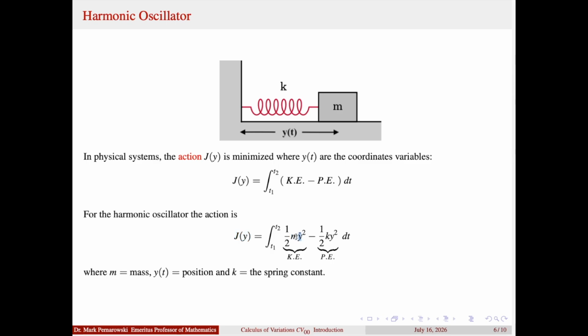In any event, this is another case where I have to minimize a function J, and it depends on a function y of t, which I don't know, and I'm thinking of all the possible y's I can put in here. How can I make this the smallest? And the answer to that question in physics is the actual motion itself, which minimizes J.